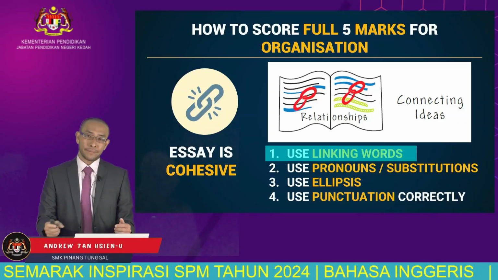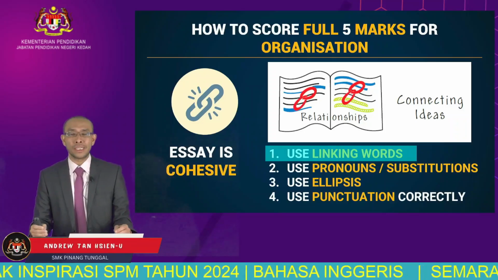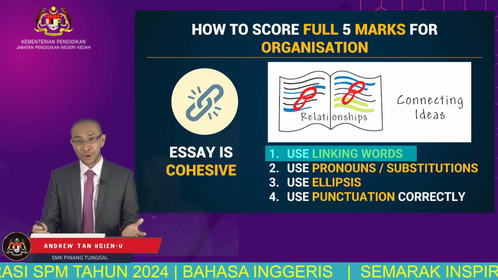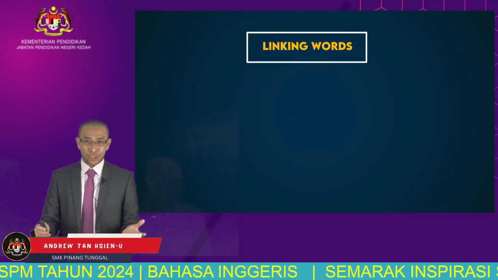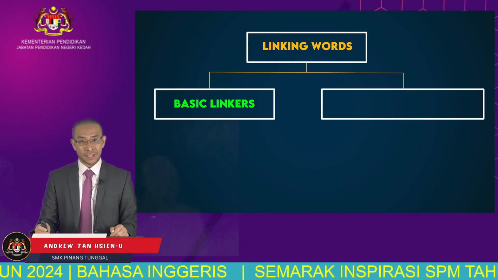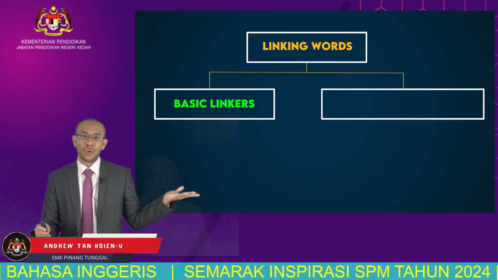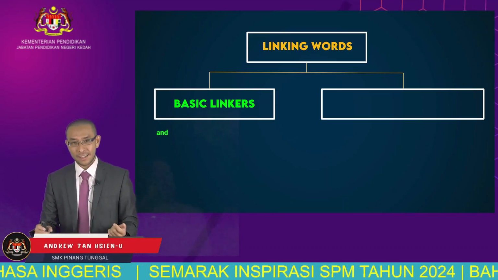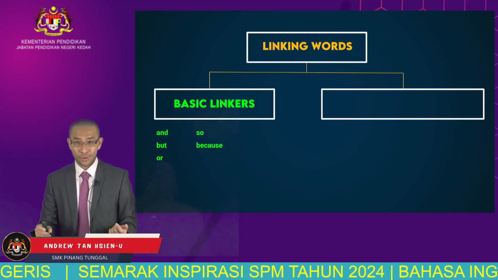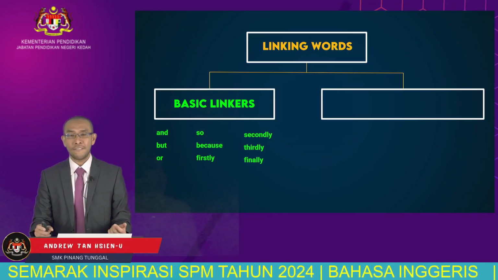Let's go through one by one. Let's go through linking words first. Now, linking words in Bahasa Melayu is typically called penanda wacana, all right? Ataupun kata hubung. Okay? So, in English, linking words is divided into 2 types. The first is called basic linkers. These are your penanda wacana yang biasa-biasa. You dah biasa guna from when you were in primary school. So, what are they? The and, but, or, so, because, firstly, secondly, thirdly, finally.